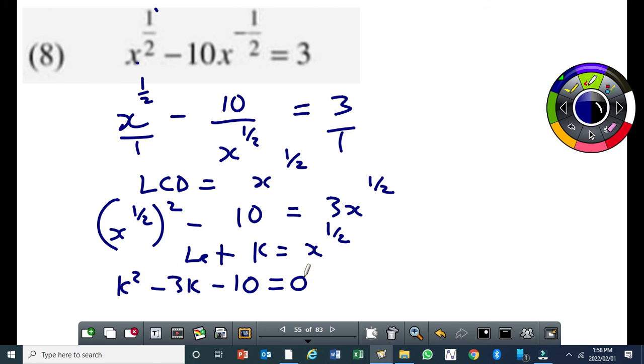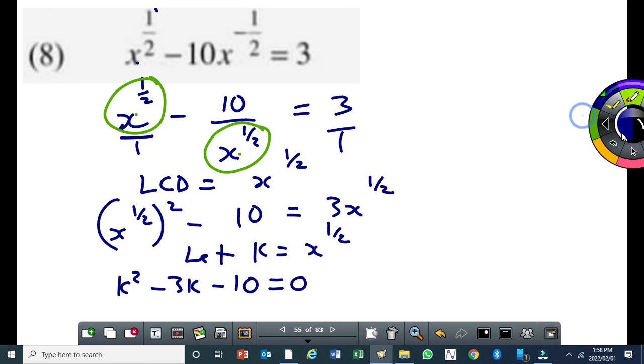Also, if you are scared of working with the x to the power of a half, then do your substitution straight away here. Put k here, put k there. But still, you need to find the LCD. So I prefer to find the LCD first, then I'll bring in the K method.